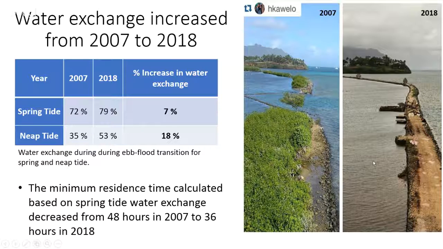And so we also calculated water exchange, and we can see that water exchange increased, which is what we expected because we added a new mākāhā channel. 7% during spring tide from 2007 to 2018. And during ebb flood transition for neap tide, it increased 18%. And so the increase in water exchange really leads to a decrease in residence time from originally 48 hours in 2007 to 36 hours in 2018.